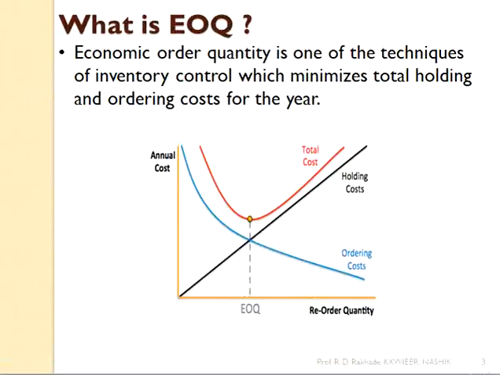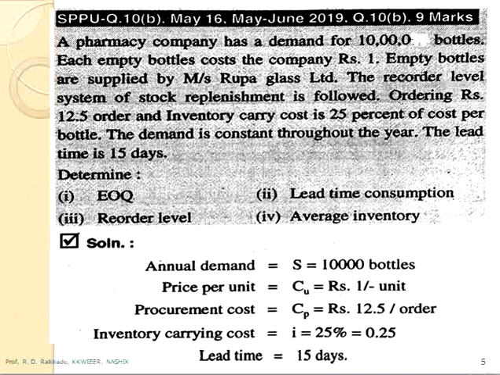So let's take a first example which was asked in SPPU May 2016, and again in May-June 2019 for 9 marks. According to the problem, a pharmacy company has a demand for 10,000 bottles. So here the annual demand is 10,000, that is capital S equals 10,000. Each empty bottle costs the company ₹1, that is price per unit CU is ₹1 per unit.